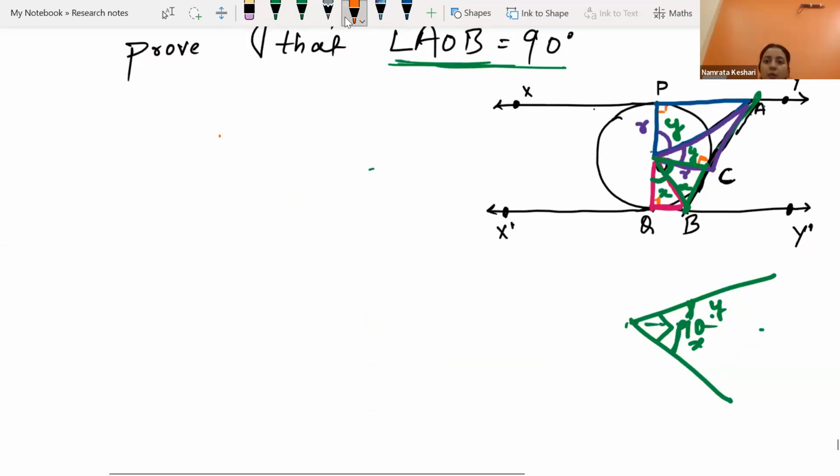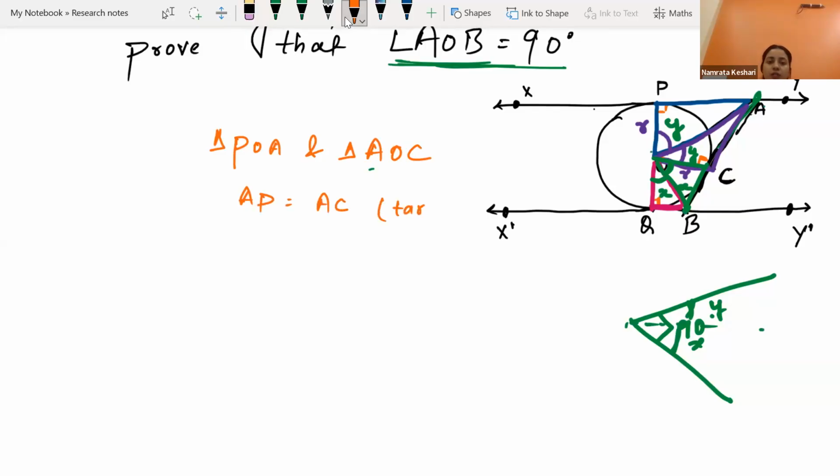Here we are talking about triangle POA and triangle AOC. Whatever congruency, side congruency, you can use it. It doesn't matter. So let's say AP is equal to AC. Tangents drawn from an external point are equal in length.